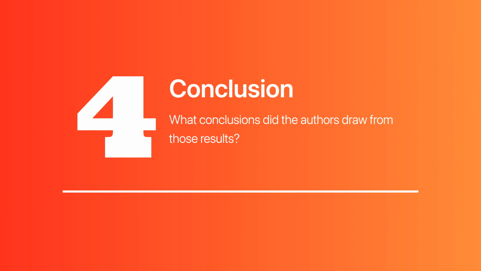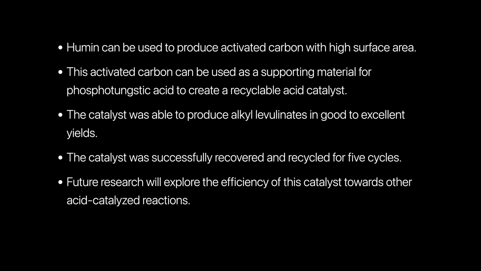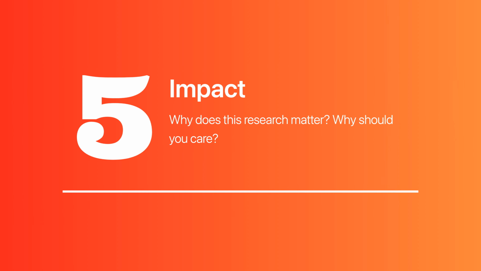4. What conclusions did the authors draw from their results? The researchers found that humin can be used as a feedstock to produce activated carbon with high surface area, which can be used as a supporting material for phosphotungstic acid, PTA, to create a recyclable heterogeneous acid catalyst. The 20% PTA/HOC 600 catalyst was able to produce alkyl levulinates in good to excellent yields starting from carbohydrate-derived chemical intermediates, and the catalyst was successfully recovered and recycled for 5 cycles. This study suggests a high-value application for humin, a waste product from biorefinery, and future research will explore the efficiency of this catalyst towards other acid-catalyzed reactions for sustainable organic synthesis.